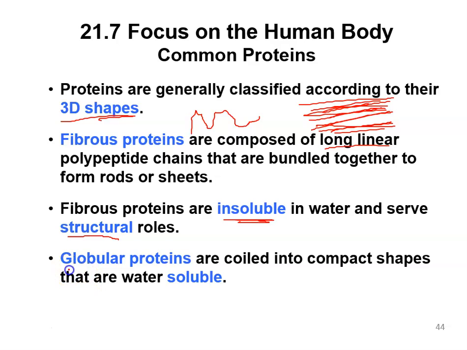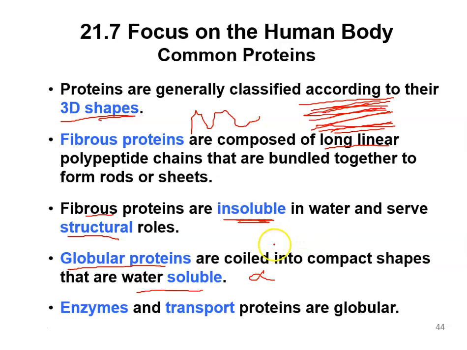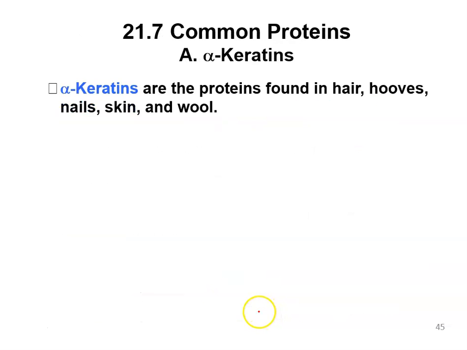Then you have globular proteins, which are coiled, so more alpha helix, are compact in shape, and are water soluble. These are more of our enzymes. Our enzymes have to be all dissolved in our blood or in our cells in order to do their chemistry. So more of the enzymes are globular, more of the structural are fibrous or beta pleated sheets. Enzymes and transport proteins are globular because they dissolve in our blood.